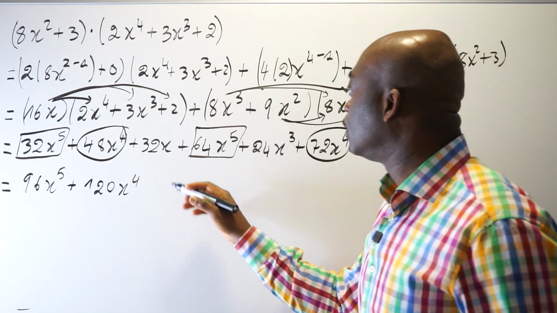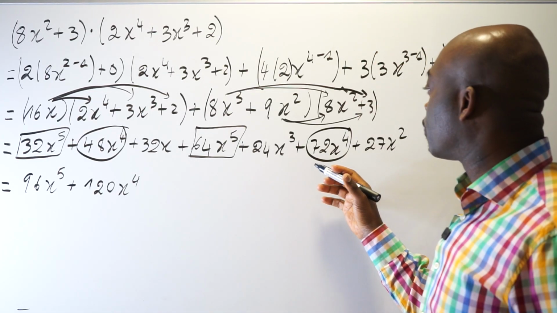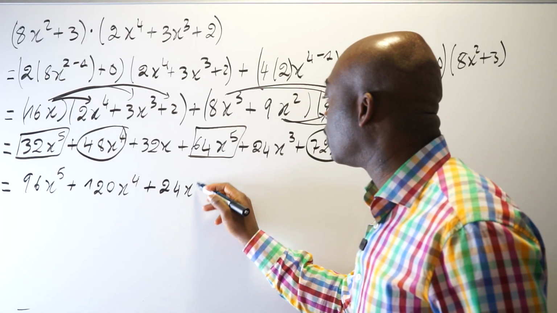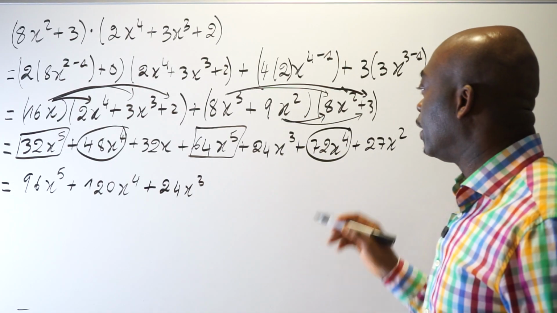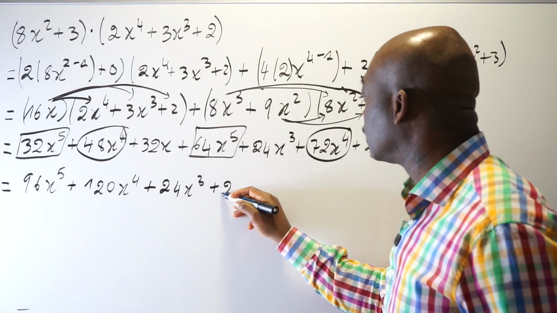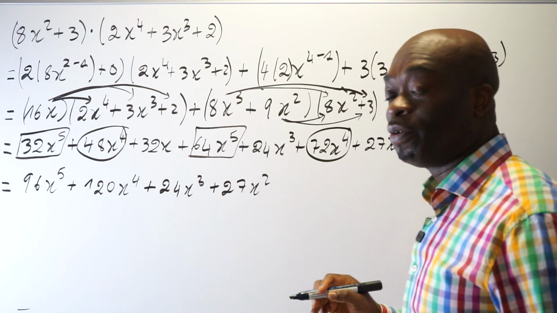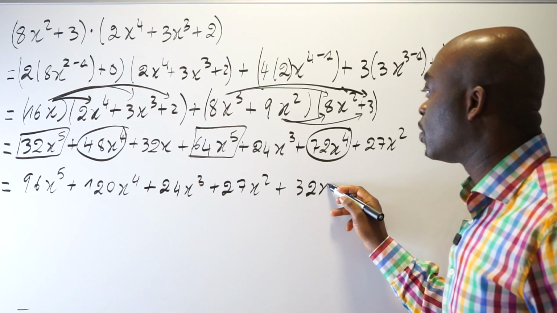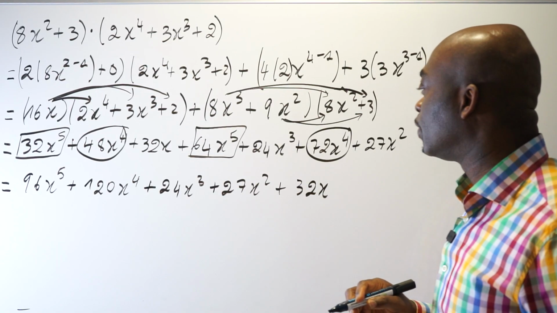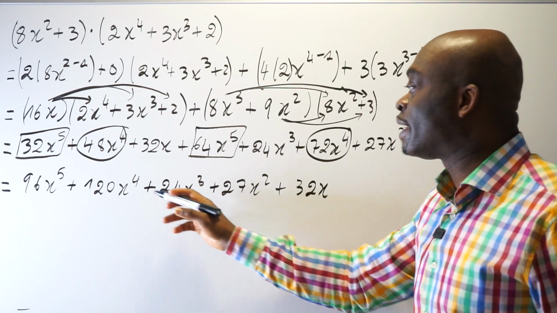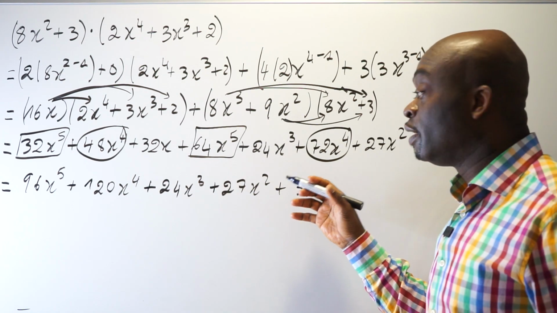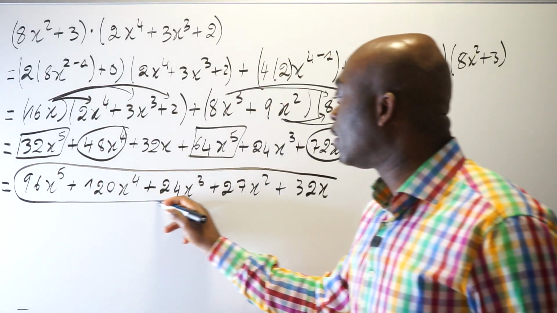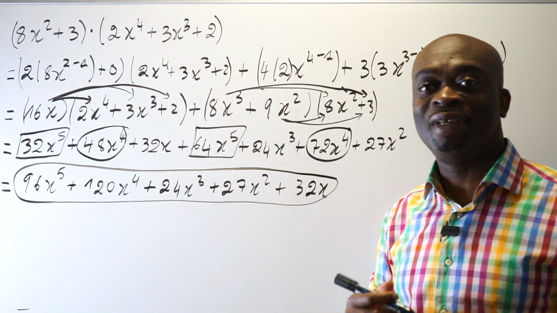For power 3, we only have this one, so plus 24x to the third power. And then plus 27x to the second power by itself, and then plus 32x, which also is by itself. All right, and then, ladies and gentlemen, there's no more adding or subtracting variables here. So this is going to be our final answer. We are done. Thank you.